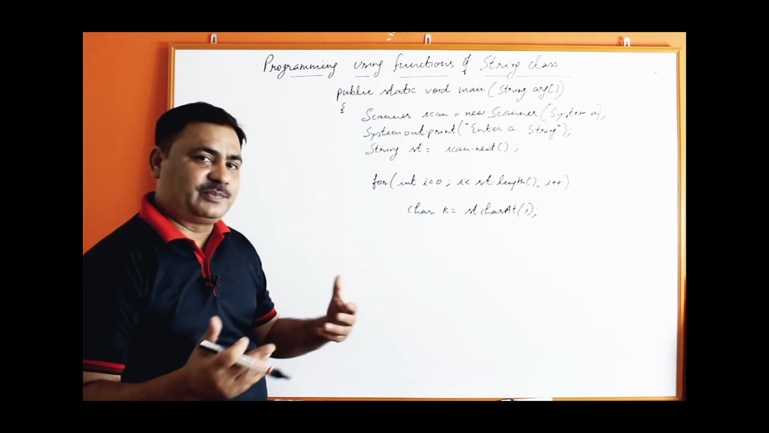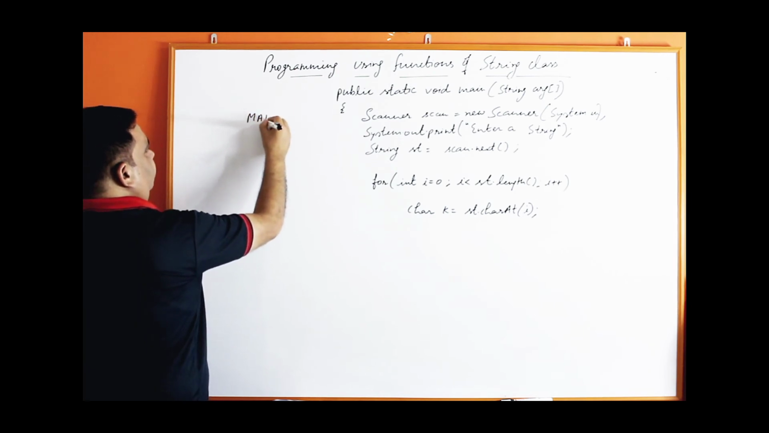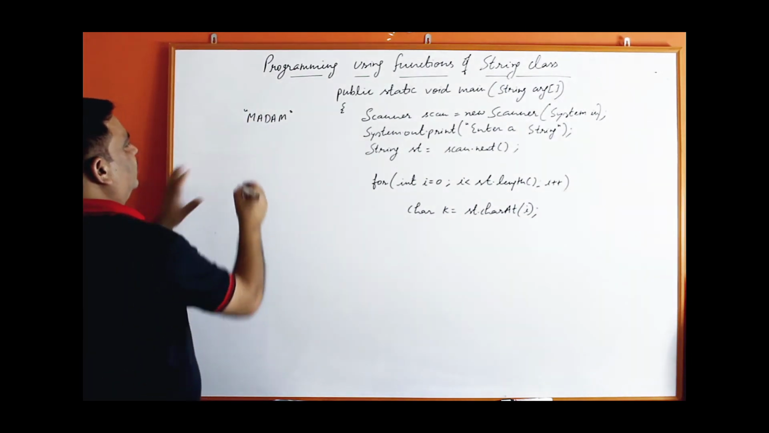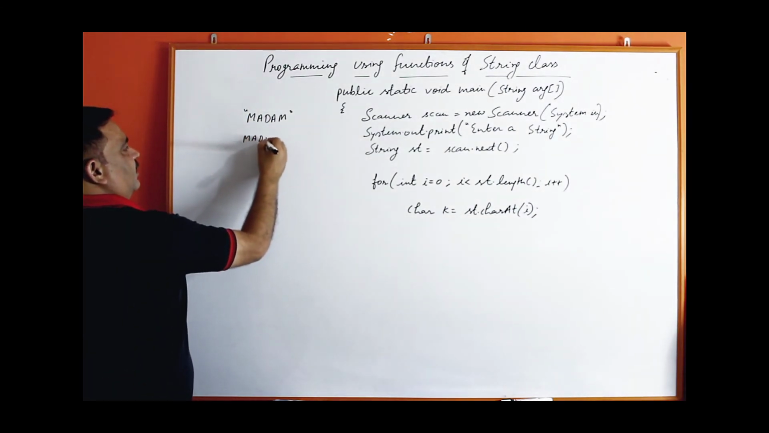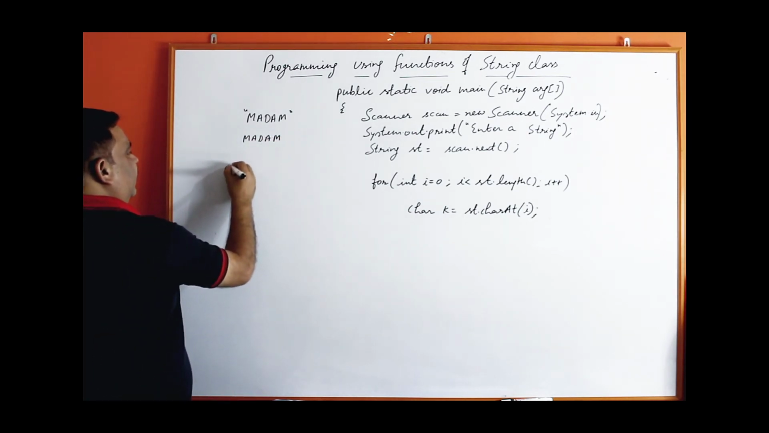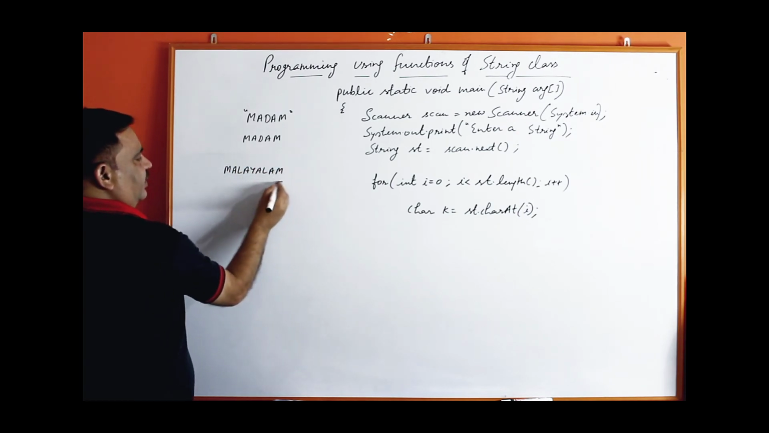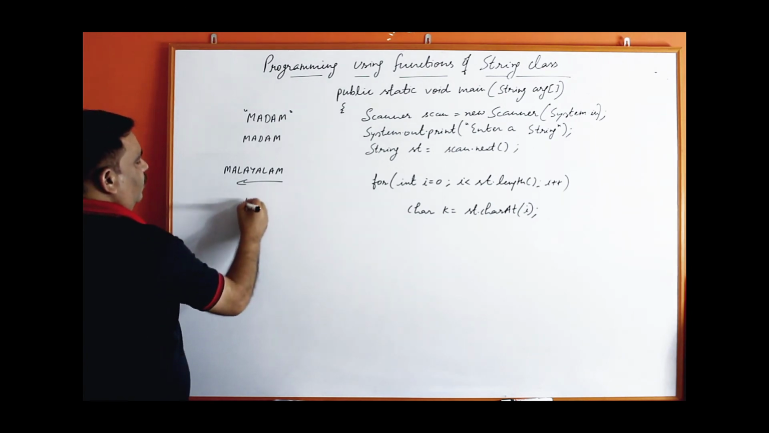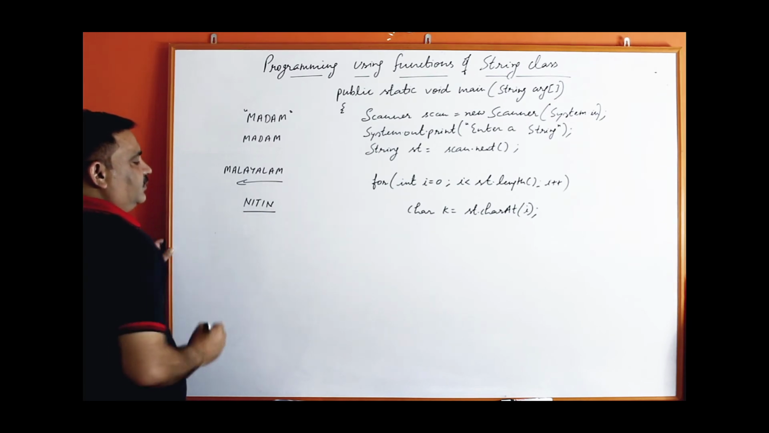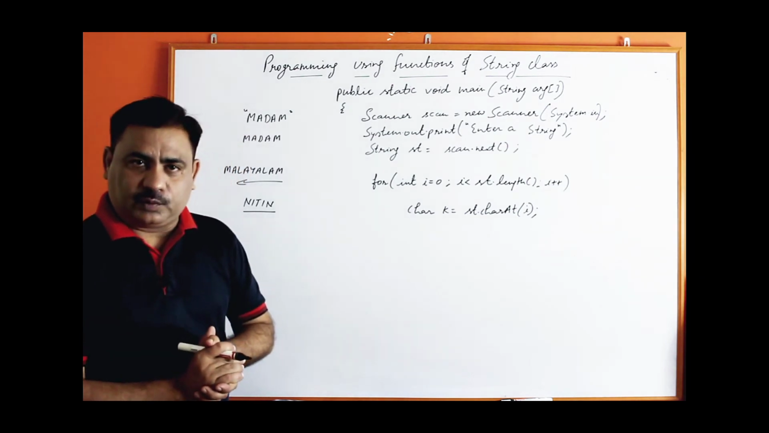Now what are palindromic words? Suppose the word is madam. This is one string. If you reverse it, you will get the same word. Such kind of words are called palindromic words. Another word is Malayalam. When you reverse it, you will also get the same word. Word is Nitin. There are so many words. When you reverse them, you will get the same word. Such kind of words are called palindromic words.